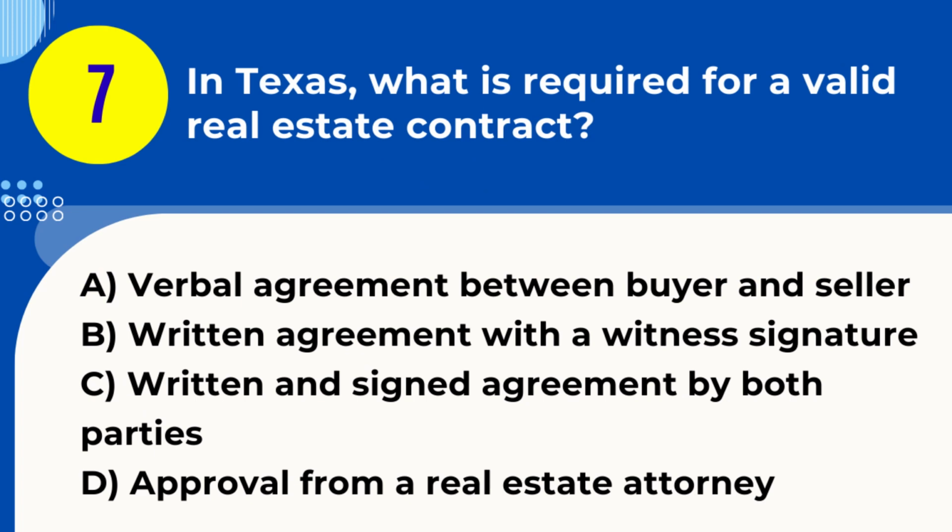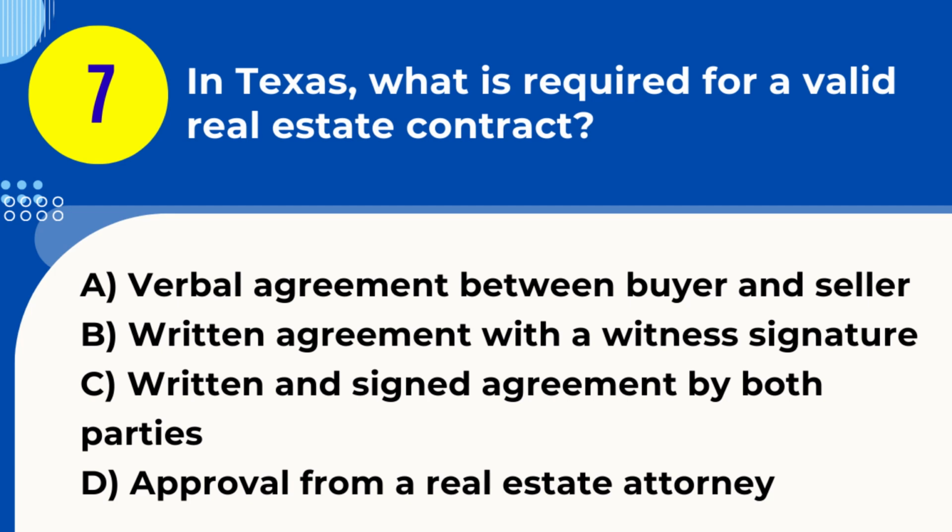Question 7. In Texas, what is required for a valid real estate contract? A. Verbal agreement between buyer and seller. B. Written agreement with a witness signature. C. Written and signed agreement by both parties. D. Approval from a real estate attorney.